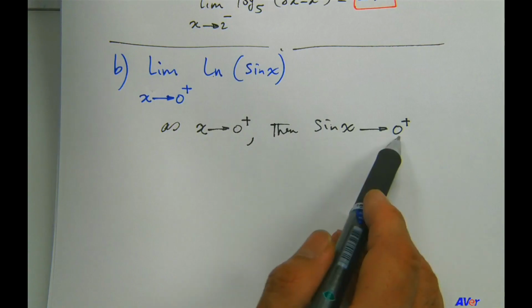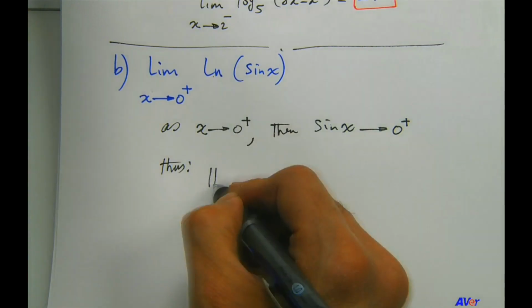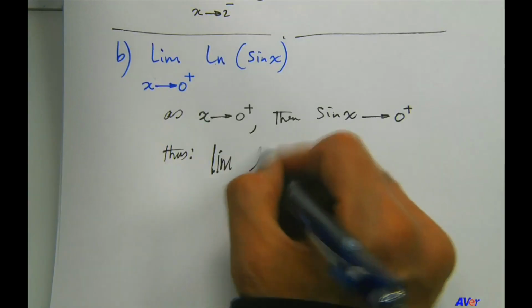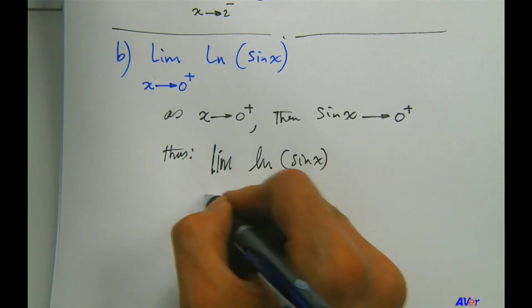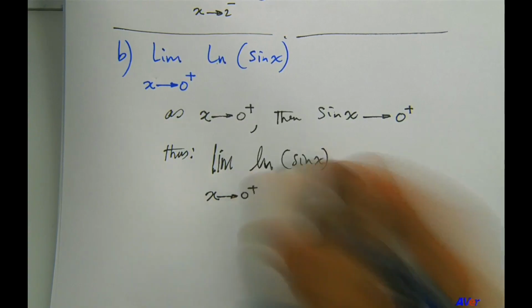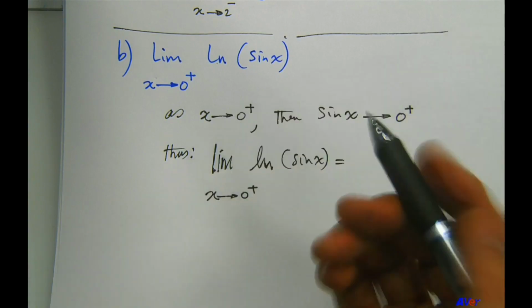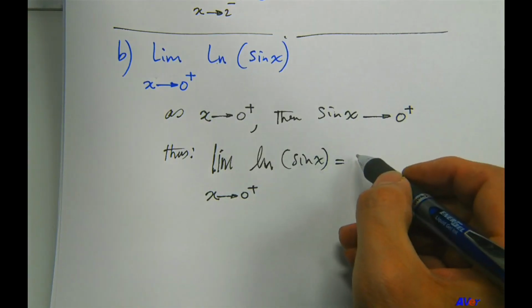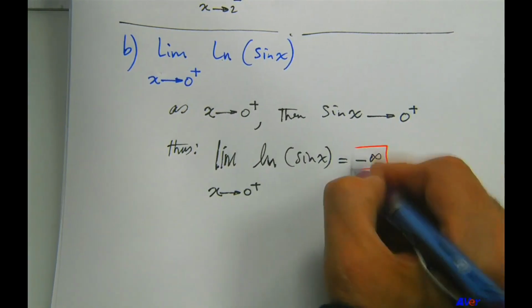And then as that happens, the limit of natural log of sine of x as x approaches 0 from the right is going to be getting closer and closer to negative infinity. In other words, the values become increasingly smaller and smaller negative values. So this one will also be negative infinity.